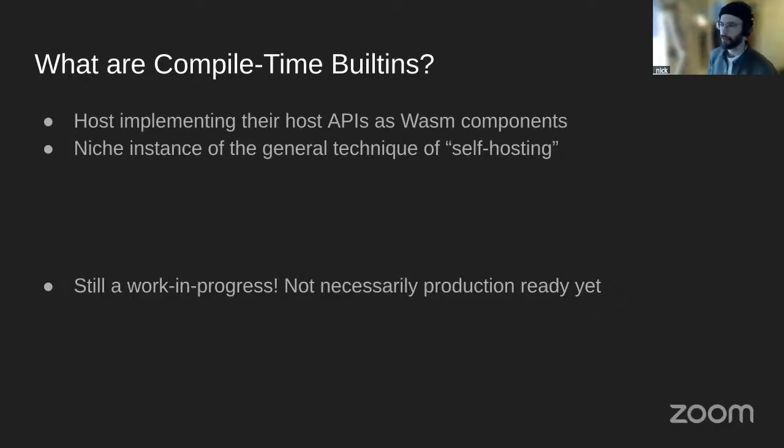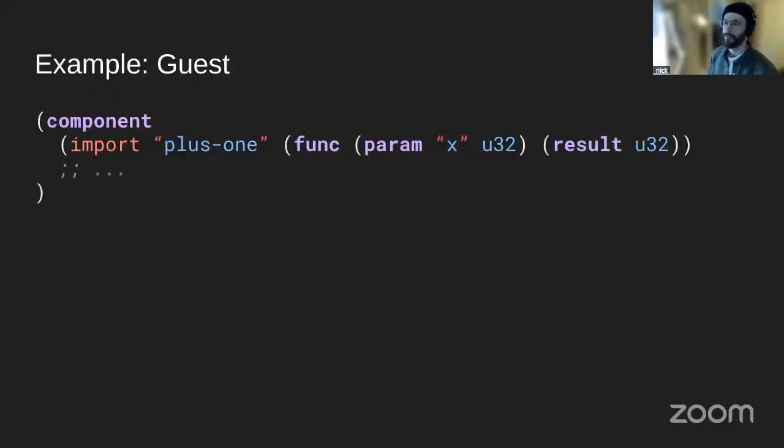And then, fair warning, this is all still a bit of a work in progress, not necessarily production ready yet. So tread carefully. So let's jump into an example. So here we have a WASM guest. It's a component. It imports a +1 function.